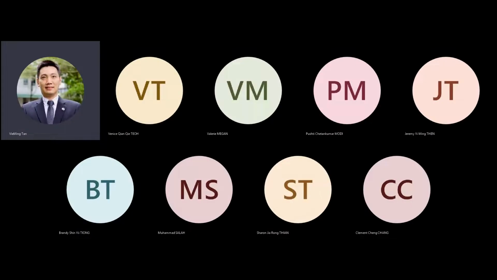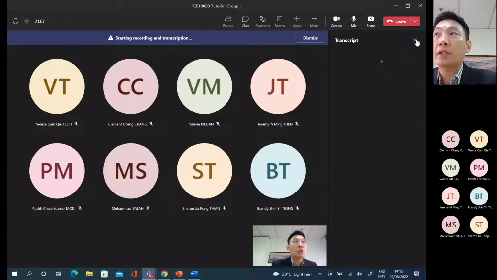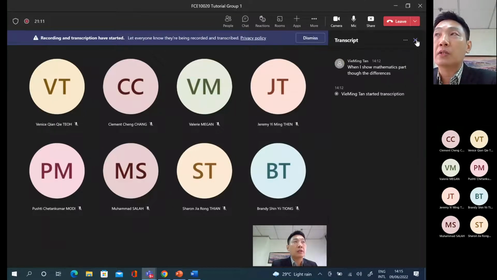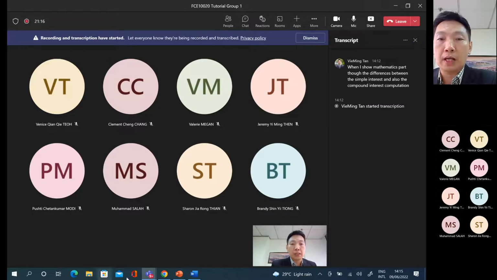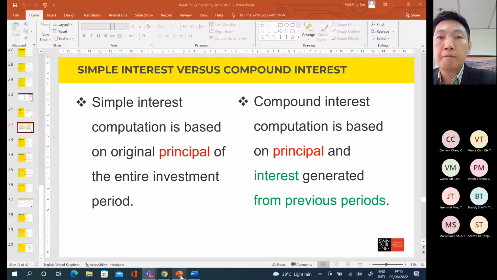Let us try to do a summary on what we learned in Financial Mathematics Part 2, the differences between the simple interest and also the compound interest computation. All right, so in order to start, I'd like to share the PowerPoint slide. This slide I already posted on the Canvas site under module week 7 and 8. I have added a few more slides so that we can do comparison between the simple interest and compound interest.